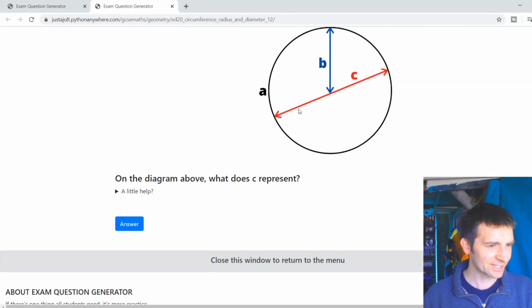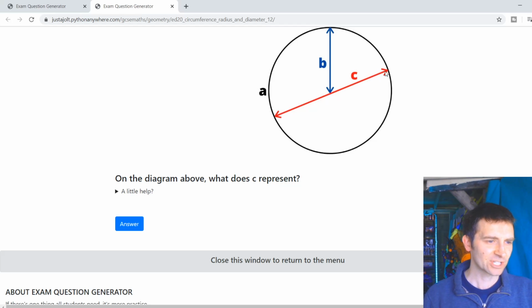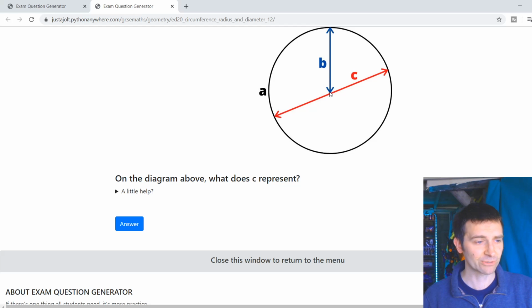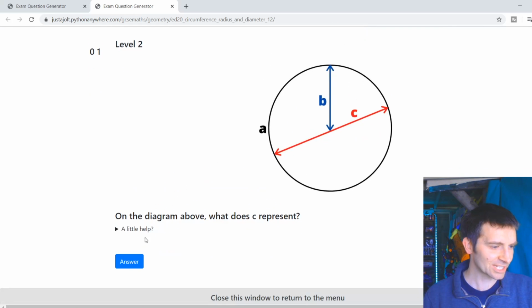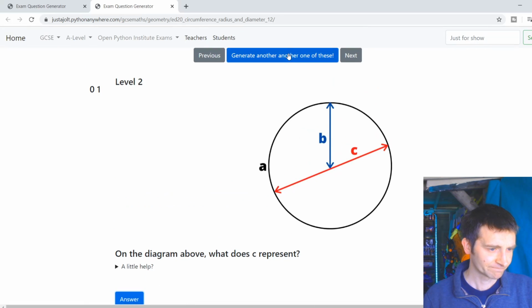What does C represent? Well, C, of course, is not the circumference, which it probably will be in most of your exam papers. C in this case represents the diameter, so it's a line that goes from one end of the circumference to the other, but through the centre. That's the important thing, through the centre. Click on the answer, it'll tell you it's the diameter.